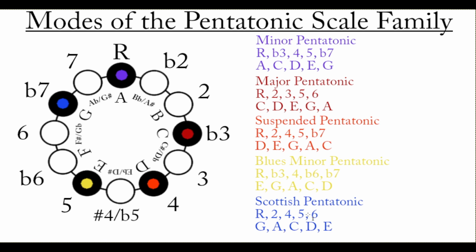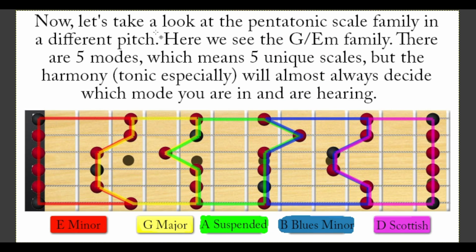But they do give you interesting, unique intervallic relationships. Now let's take a look at the pentatonic scale family in a different pitch. So we're going to move it somewhere else. Here we see the G, E minor family. So I tend to think of these families not just as G or not just as E minor, but I put the first 2 positions sort of together, E minor and G major. This helps you eventually to memorize all of your relative major and minors, which is very helpful even in the diatonic world, all of it.